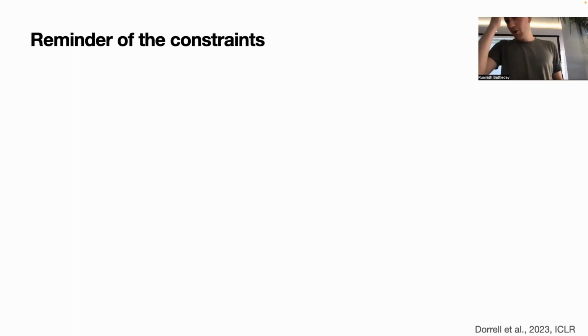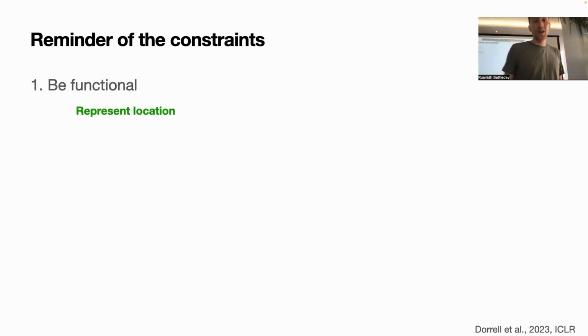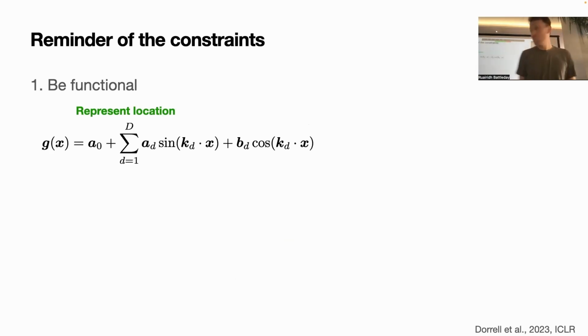We're going to look at these constraints again. So, a reminder of the constraints. The first one is we need to be functional, so we need to represent location. And we've worked out an equation that does that from group and representation theory. But we also want to do it precisely. You don't want to represent location very weakly; you want to be quite precise. And I'll get back to that a bit later on.